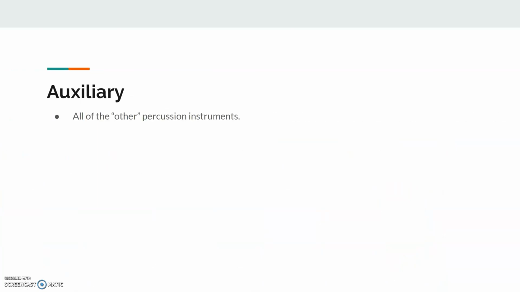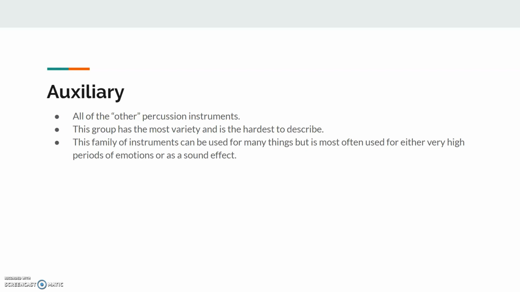This is all of the other percussion stuff. It's kind of like the leftovers. Not drums, not keyboards, but everything else. This group has the most variety and is definitely the hardest to describe just because there are so many different instruments that fall into this category. This family of instruments can be used for many things, but it's often used for either very high periods of emotion or as a sound effect in music.